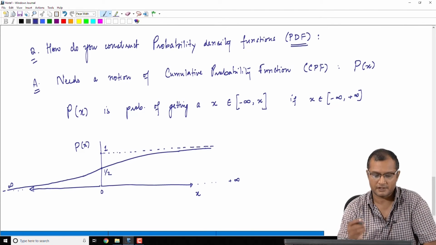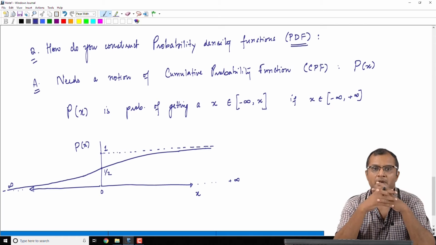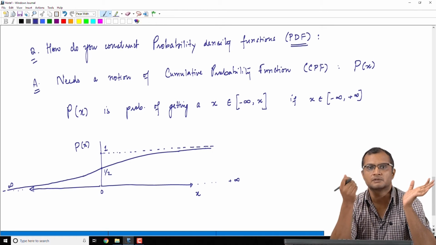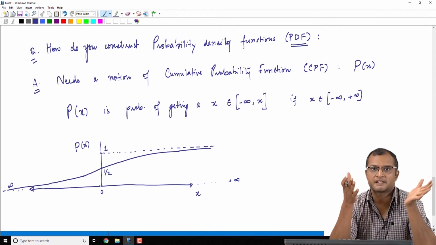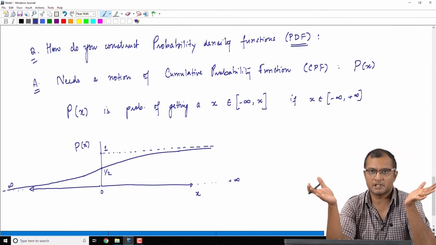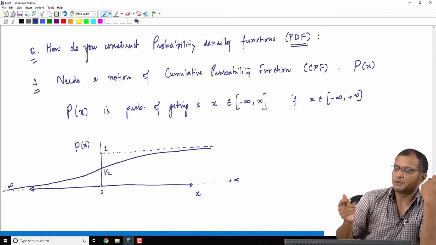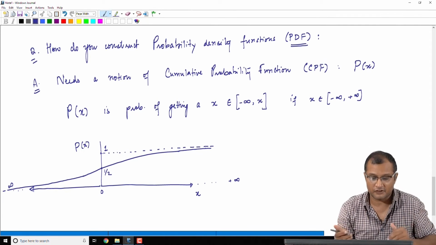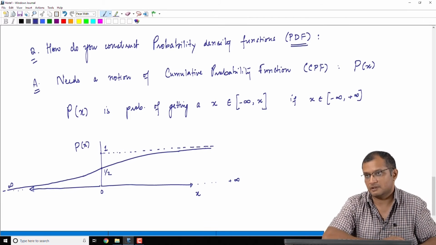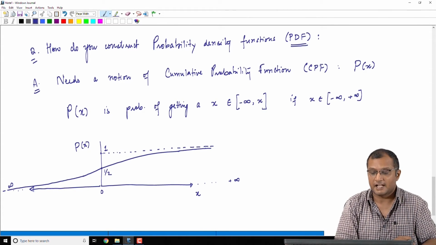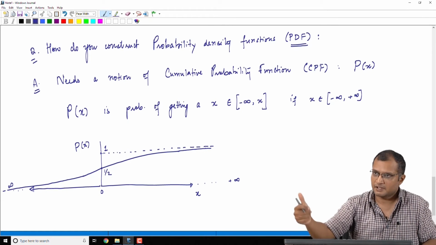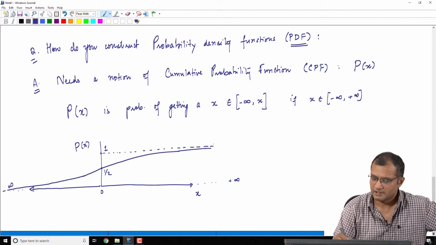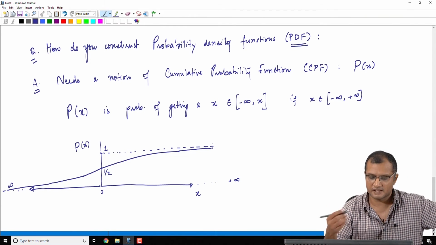Now, it has to be half at the origin, because if x is a random variable between minus infinity and plus infinity, the probability of getting an x between minus infinity and 0 should be half, because that is precisely the half range of x. And naturally, the answer to the question what is the probability to find an x between minus infinity and plus infinity is 1, because you always find an x on the x axis, and so the CPF is 1 as x goes to infinity. So that is the definition of CPF.